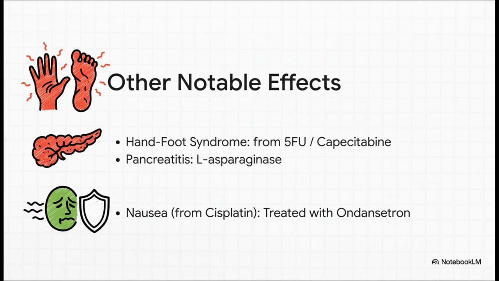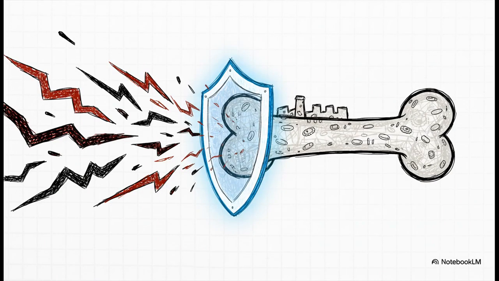And the list of these specific effects goes on. Some drugs can cause a painful reaction on the hands and feet. Another might cause inflammation in the pancreas. And that infamous severe nausea you hear about from cisplatin, it's now managed so much better with powerful anti-sickness drugs like ondansetron. So, understanding the side effects is just as important as knowing how the drugs work in the first place.